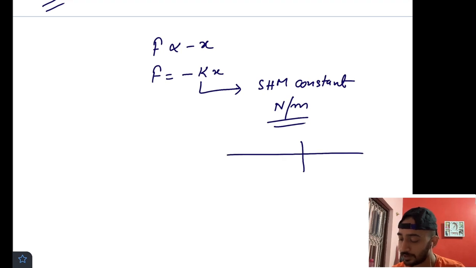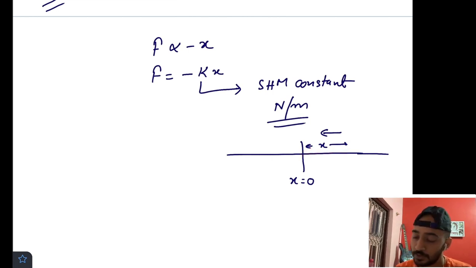So let us understand again. There is a mean position. Whenever the particle displaces away from the mean position, a restoring force starts acting on the particle, so that it tries to bring that particle towards the mean position. Fine. So let m be the mass of the particle.